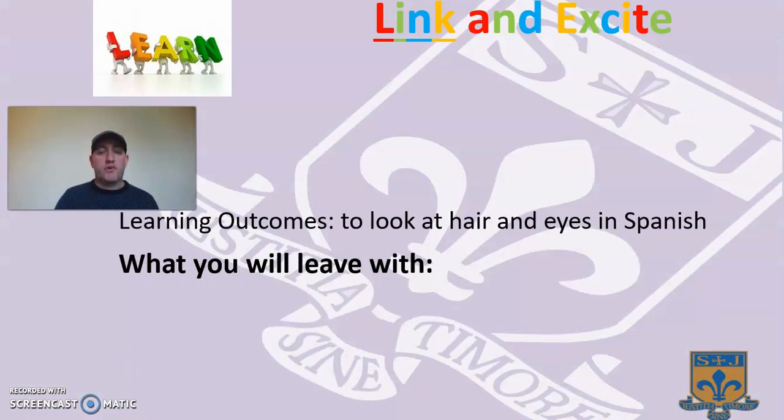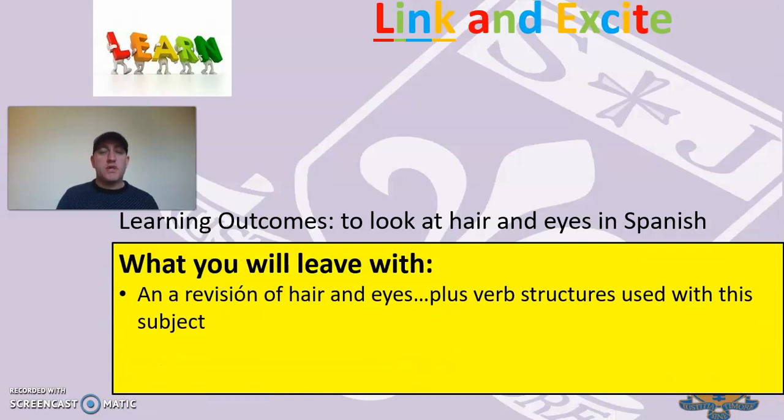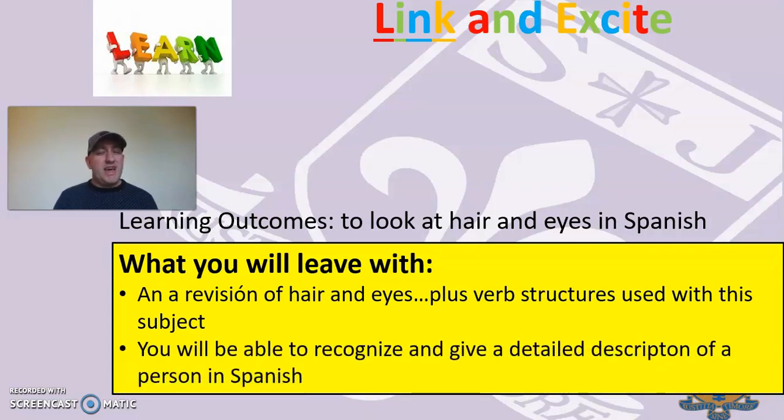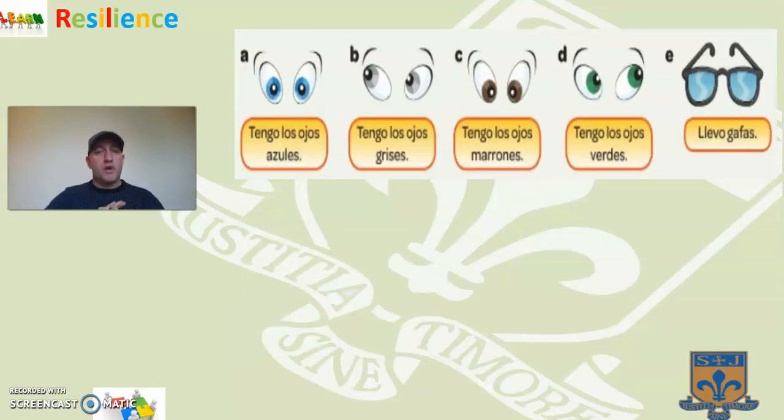So what you're going to leave with, we're going to look at hair and eyes in Spanish, but first of all, we're revising hair and eyes, and I know there's an accent on that O, but that's because my spell check's in Spanish, plus a couple of verb structures that you use with this subject. Eventually, you're going to be able to recognize and give a detailed description of a person in Spanish. Maybe not in this specific lesson, but you will get there. So we're going to go through these. I'm going to say it nice and loud, and I want you to say it nice and loud at home. So repeat after me.